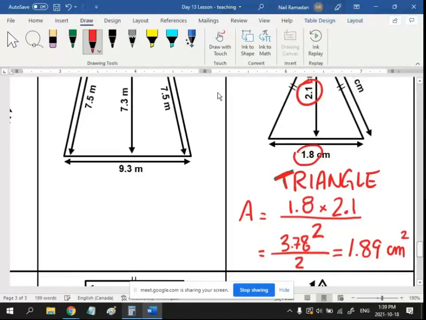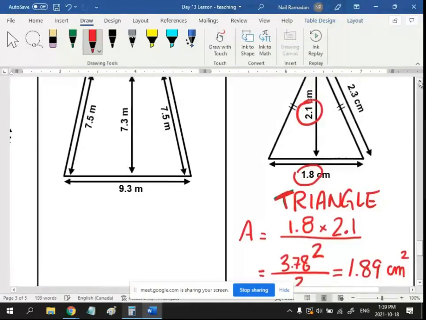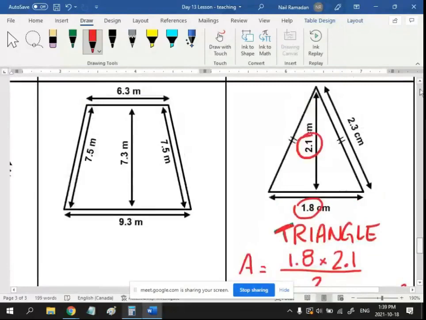I hope now you're seeing the trend. The trend is that for all area problems, you have got to put a square at the end with the unit. Okay, this is the most inconvenient of all of them. What shape is this one? Trapezoid. So let's write the name. Trapezoid.